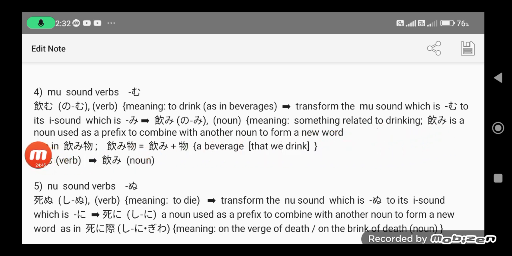Nomi is a noun used as a prefix to combine with another noun to form a new word, as in nomimono. Nomi plus mono. The meaning is, nomimono is a beverage that we drink.